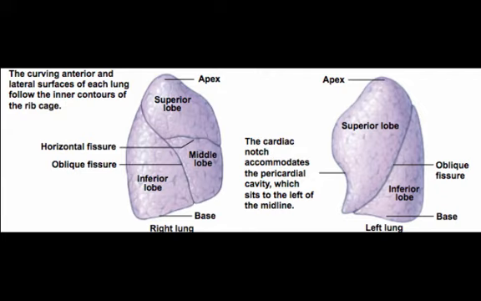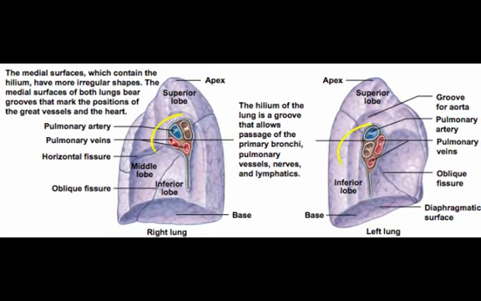The right lung is wider and is displaced upward by the liver. The anterior and lateral surfaces curve to follow the inner contours of the rib cage. The left lung is longer and is displaced leftward by the heart, forming the cardiac notch. The cardiac notch accommodates the pericardial cavity that sits to the left of midline. On the medial surface of the lung is the hilum, which is irregular in shape. The great vessels of the heart and the primary bronchi enter the lungs at the hilum.